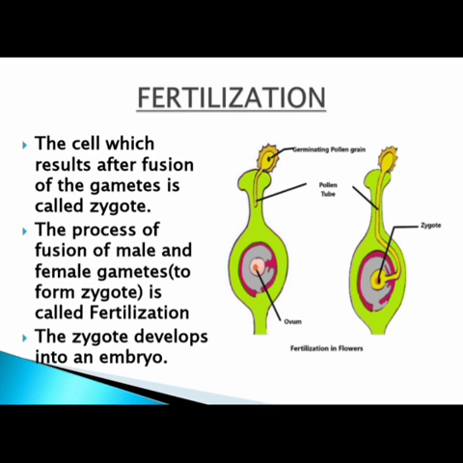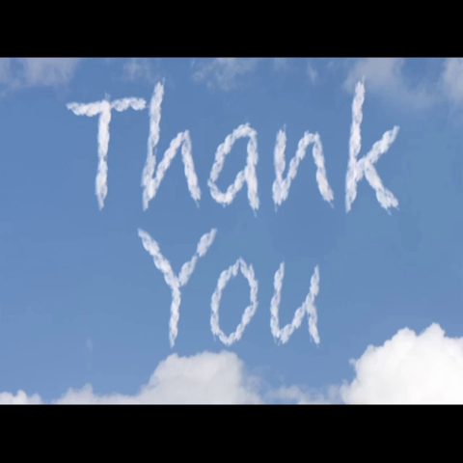After fertilization, the zygote will develop into an embryo. Okay, so the later stage of zygote is embryo. So this was the concept about sexual reproduction in plants. In the next class we shall study about seed formation and pollinating agents.